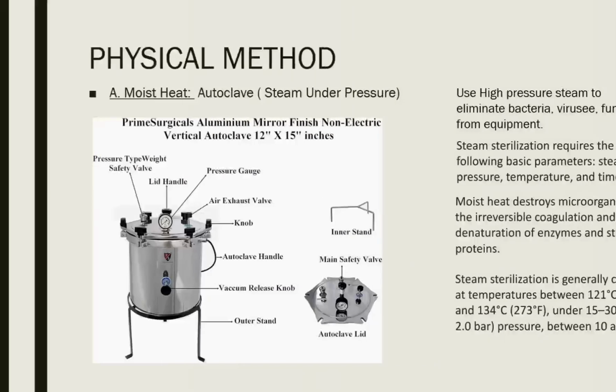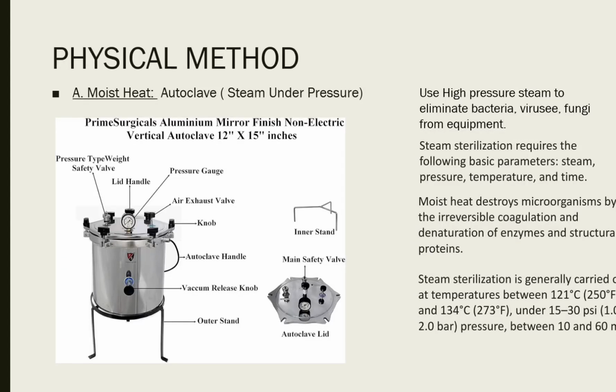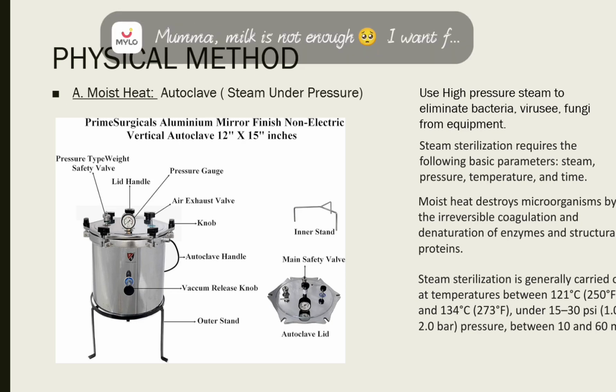Then coming to the physical methods, moist heat and dry heat we have seen. So moist heat includes the autoclave. Autoclave is also called steam under pressure. In your laboratory you will see this type of pressure cooker where you sterilize your equipment or sterilize your glass equipment, you can say. And it involves specific time, temperature and pressure.